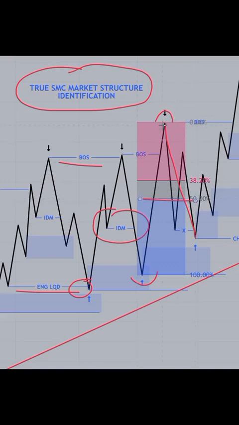Like if price has taken a deep retreat, a retracement is considered to be deep after it has gone past the 50 or even sometimes past the 38.20. As you can see, it has gone past the 50, considering this as a deep pullback. And after price goes past this high, then this high can be considered to be a valid break of structure.